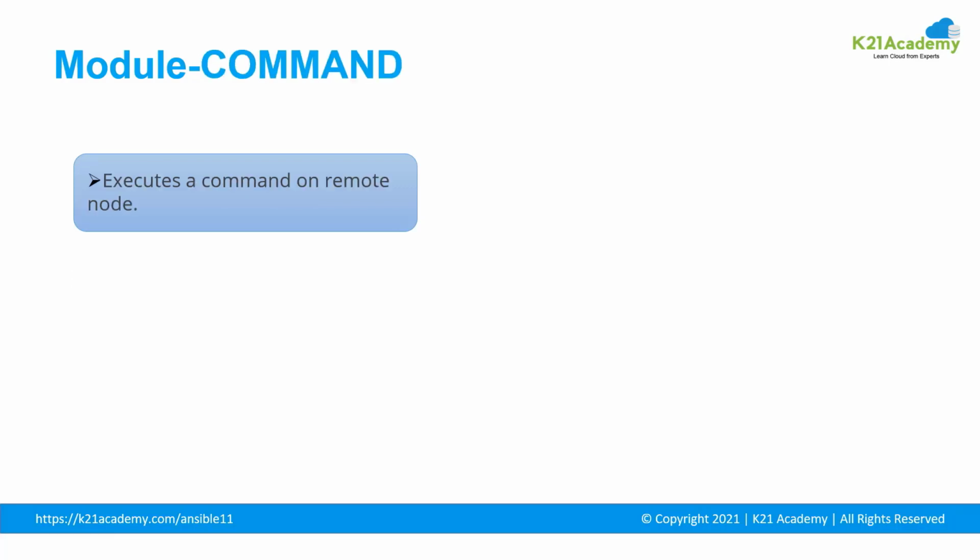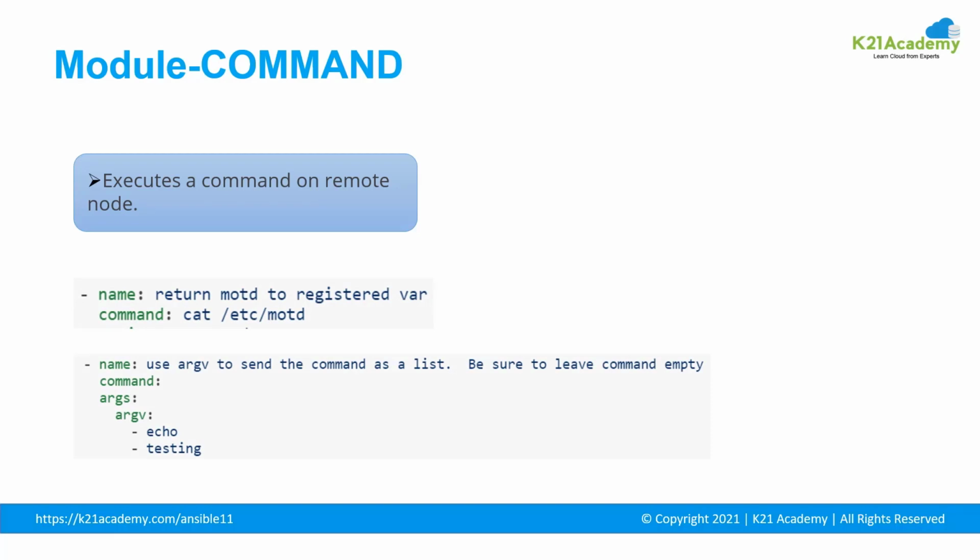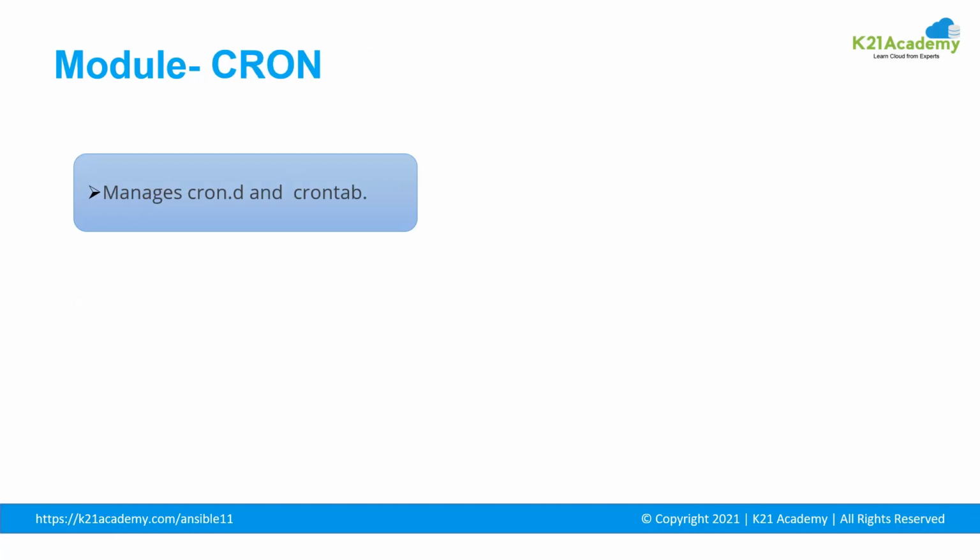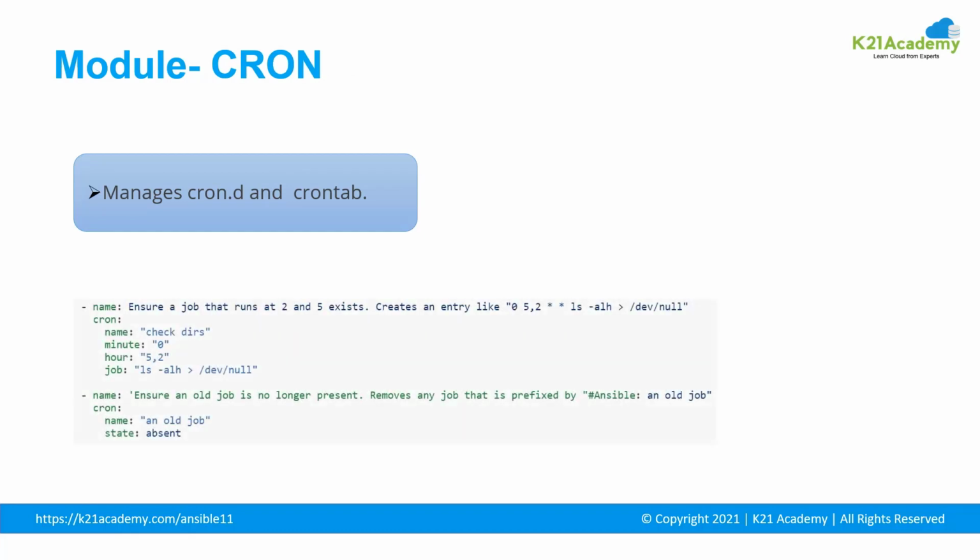And this is the command module. If your target server is a Windows server, you can use this command module. Like how you use the shell module, you can use this command module to execute any commands. This is the cron module. As the name indicates, if you want to execute any schedulers on your target machines, you can use this cron module to create cron jobs.